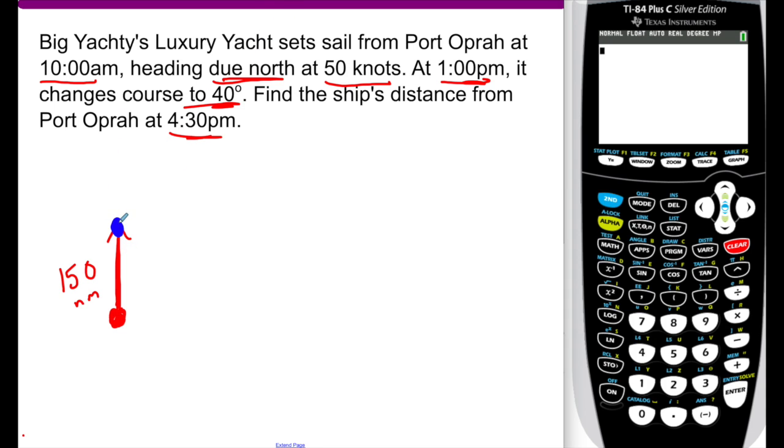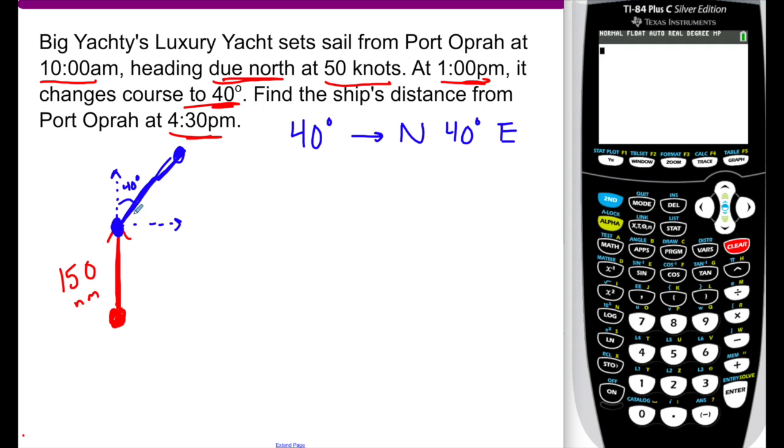Now, at 1 p.m., it's going to change its course. As I've suggested, we're going to redraw our compass. We remember that 40 degrees is the same thing as north 40 east, that is 40 degrees east of north. Remember, when you see nothing at all, that's what that means. So 40 degrees east of north. And then it's going to get here at 4:30.